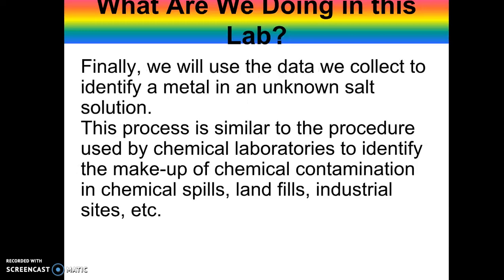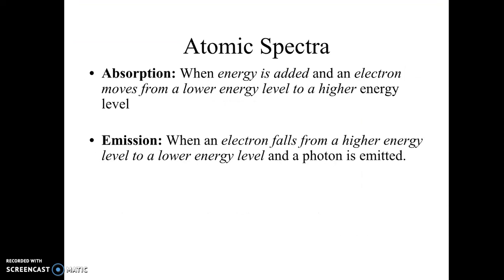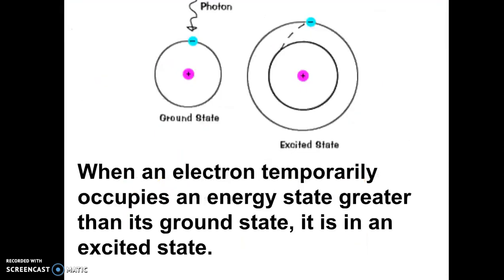Most important things from this that you are going to need to know is what it means to be absorbed, what it means to be emitted, the difference between ground state and excited state electrons. 2 very important things there.